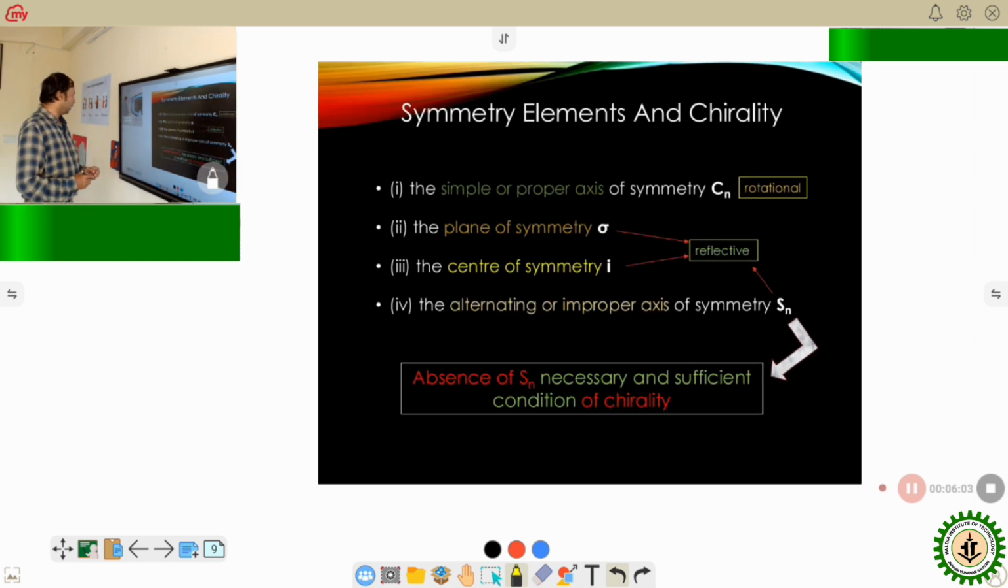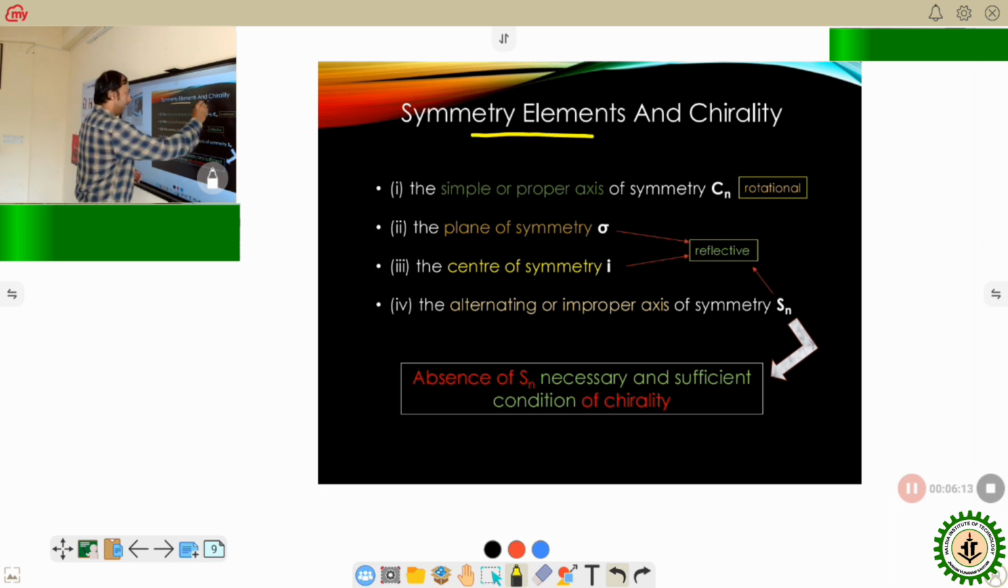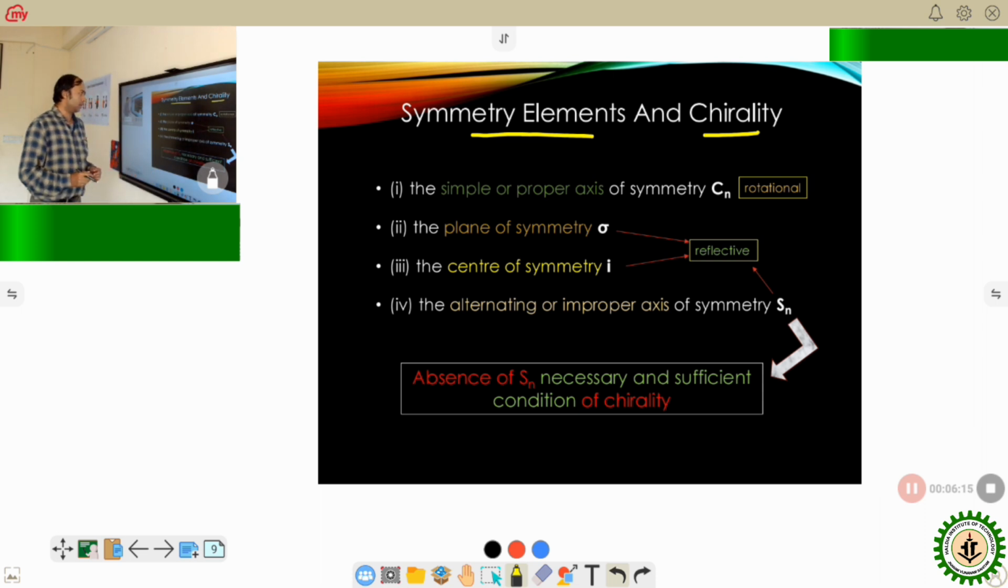Okay, so let us now go to some basic things about stereochemistry and how we can relate symmetry elements and chirality. Here we see the simple or proper axis of rotation, that is the symmetry Cn. This is a rotational symmetry, which is related to the chirality. The plane of symmetry sigma and the center of symmetry i.